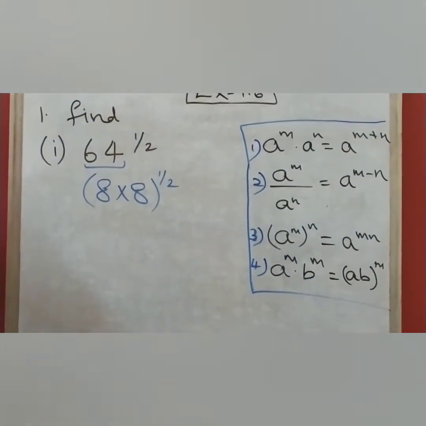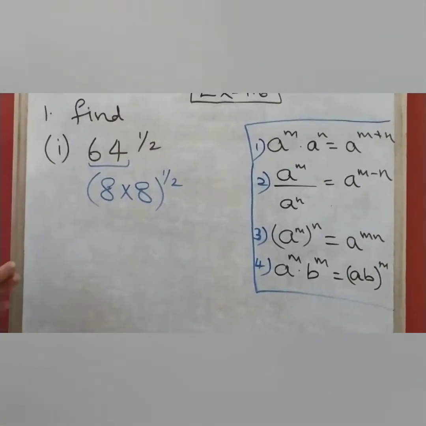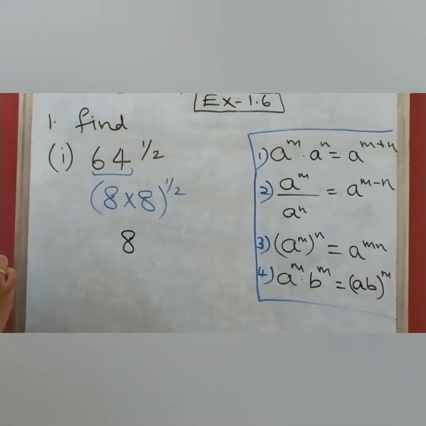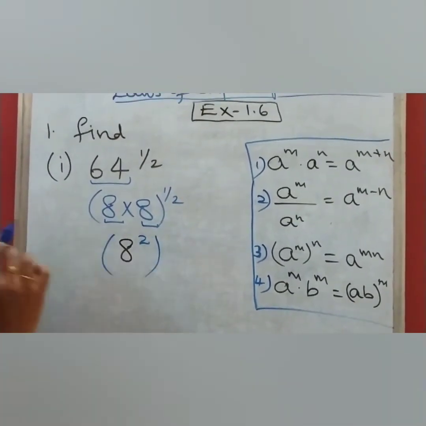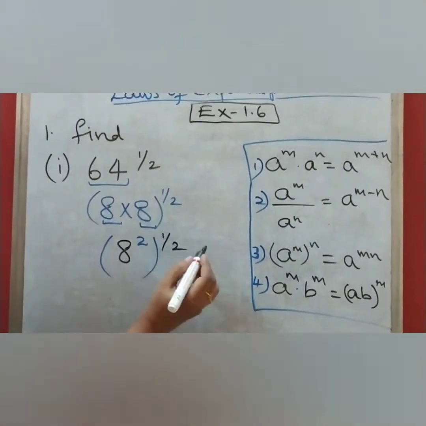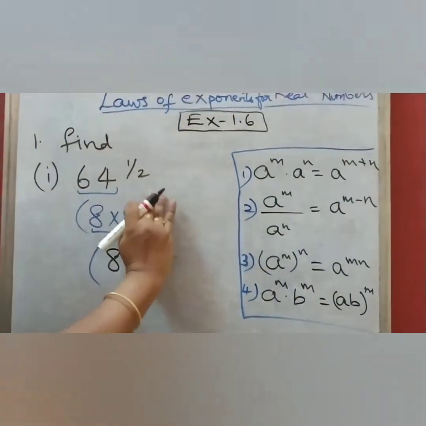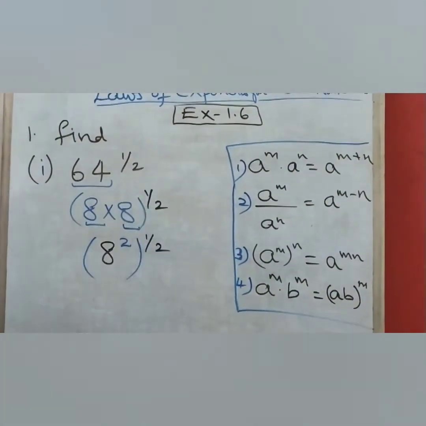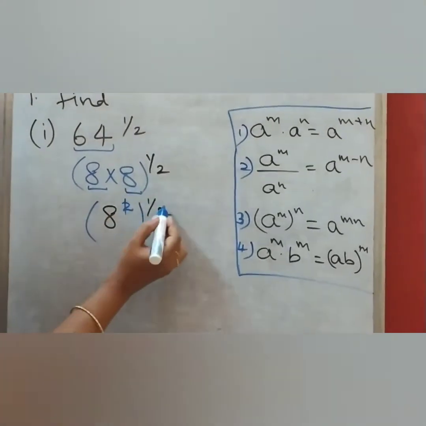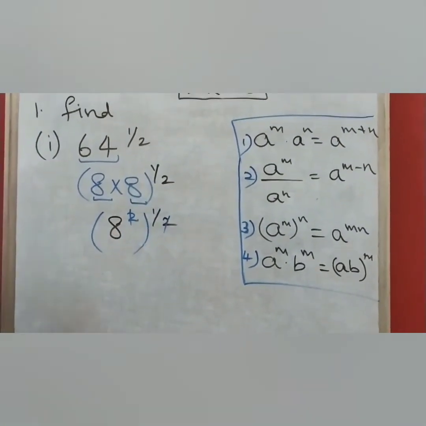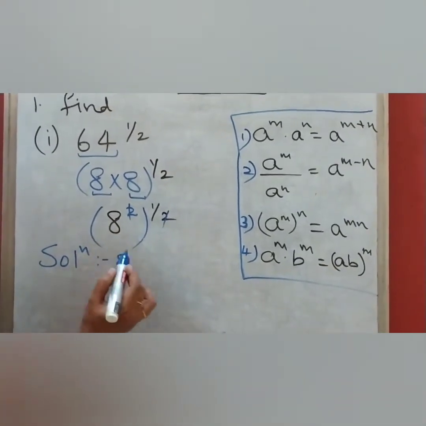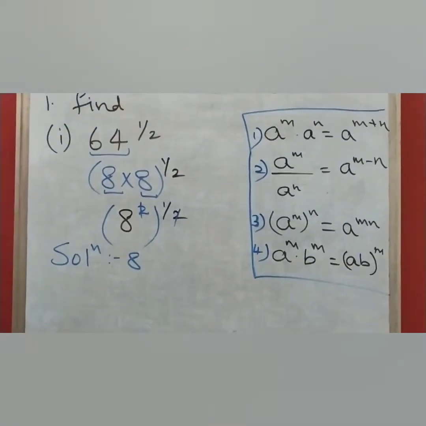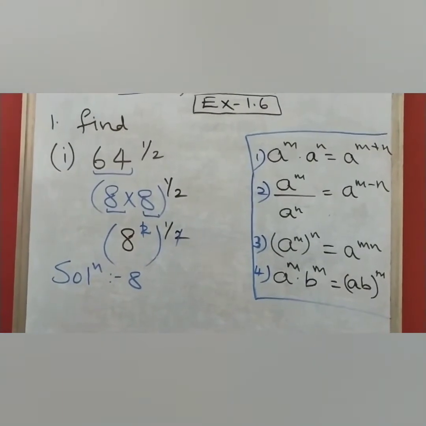How do you write 8 into 8? We write 8 into 8 as 8 square, into half. This half is from the question. Now, can I cancel 2 and 2? Yes, I can cancel. So, what is my answer? What am I left with? I am left with 8. I hope you have understood. It's very simple and easy.